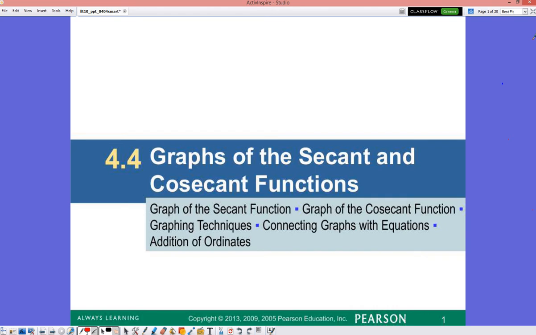Okay, alright, so we have graphs of the secant and cosecant function. This is trigonometry, everyone's favorite class. Yay! Yeah, alright.